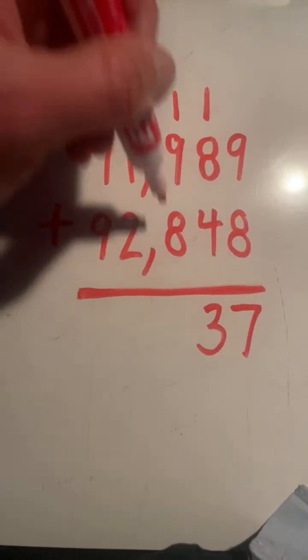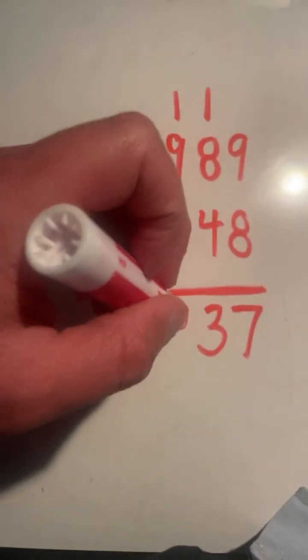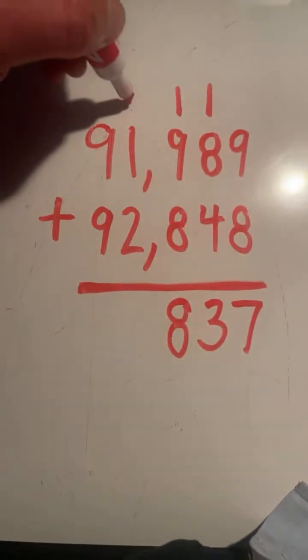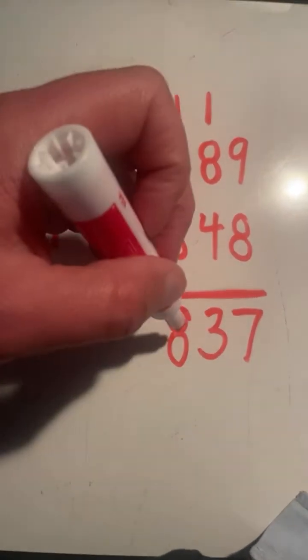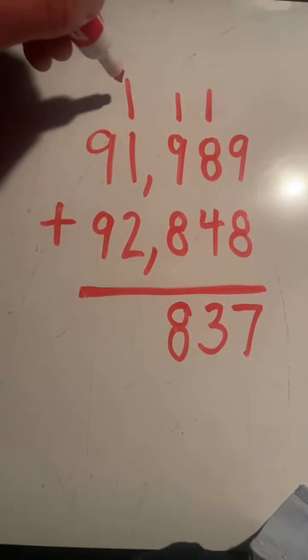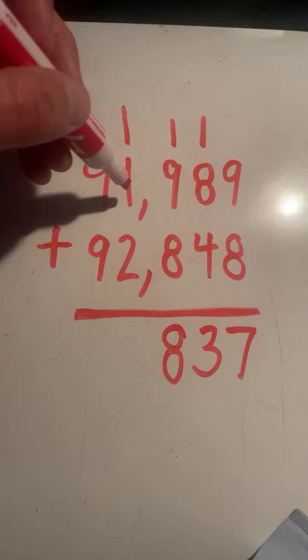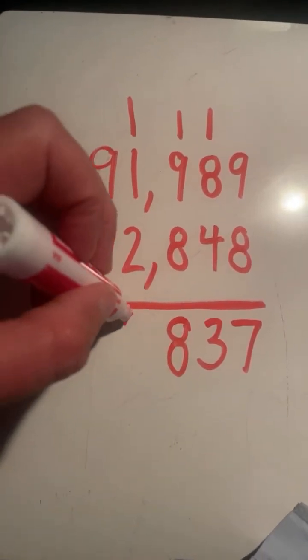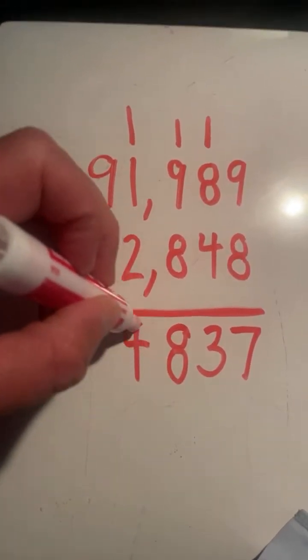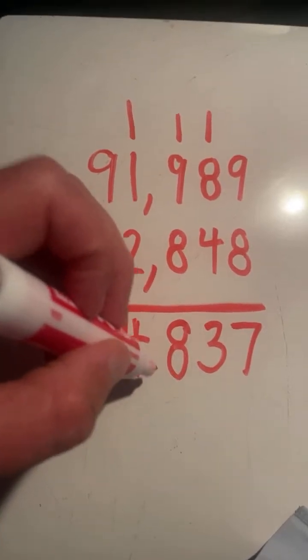1 plus 9 equals 10, plus 8 equals 18. 8, carry the 1. The 8 in 18 goes in the hundreds place. The 1 in 18 gets carried over to the thousands place. 1 plus 1 equals 2, plus 2 equals 4. So we have a 4 in the thousands place. There's no regrouping needed there because our sum is less than 10.